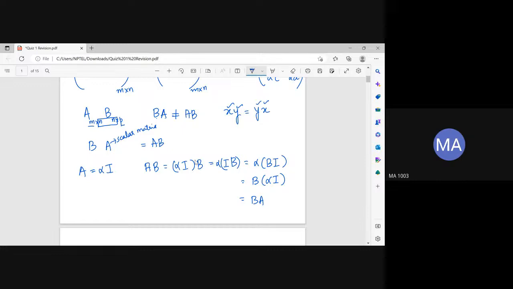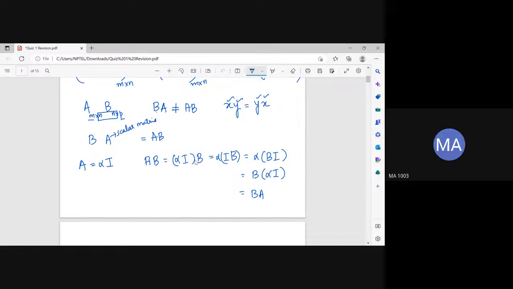So this is just one case where this happens. This is not the only case. With inverses as well, if B is the inverse of A, then these two commute. So there's no if and only if condition for this. If this happens, then you say that the two matrices commute. That's all. AB is equal to BA.